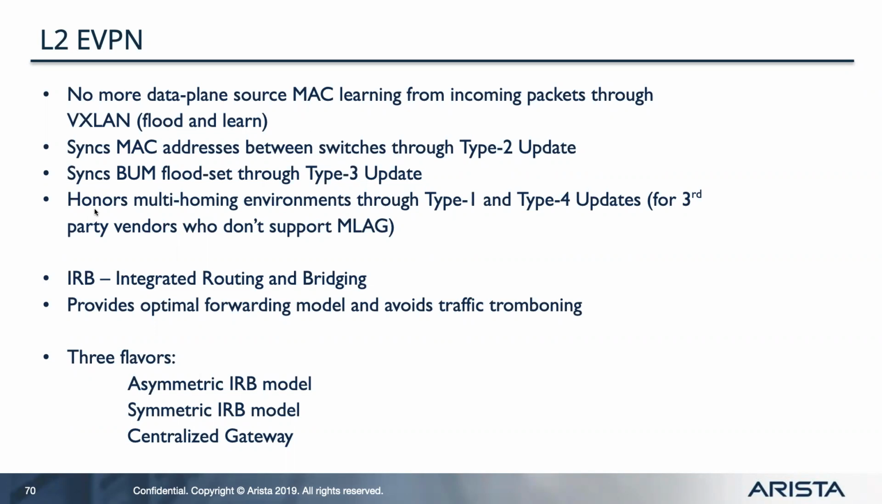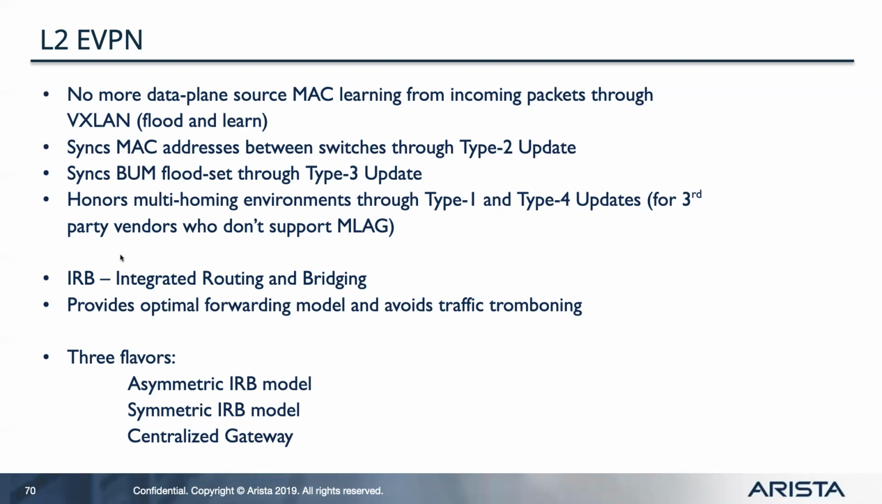Even for multi-homing, with normal VXLAN you don't have anything for multi-homing when MLAG is not there. That's where EVPN is helpful, with type 1 and type 4 update messages, which will take care of your multi-homing environment.